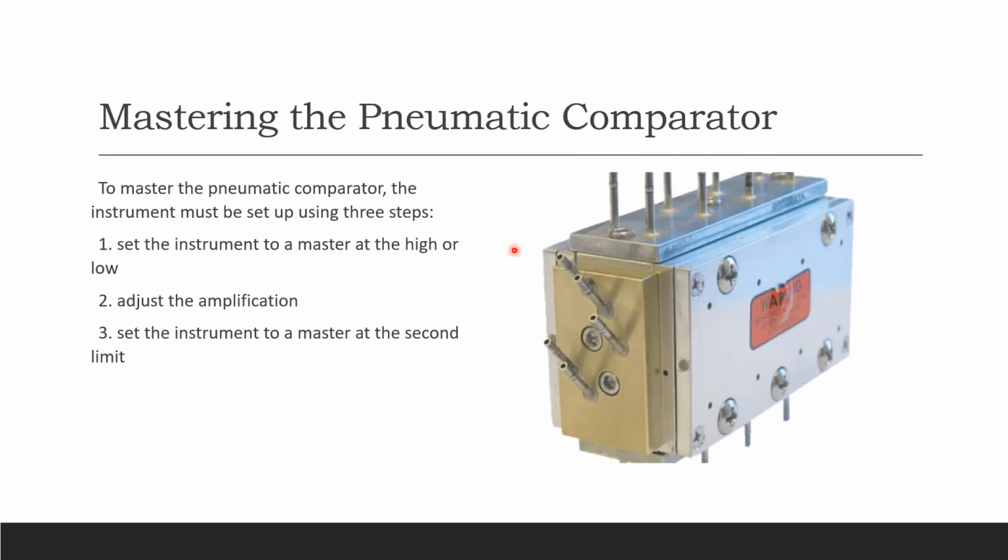Okay, mastering the pneumatic comparator. How do we do it? To master this instrument, the instrument must be set up, and we're going to use 3 steps. The very first one is set the instrument to a master at the high or low, then adjust the amplification, and then set the instrument to a master at the second limit. You can't fully understand it here because we definitely need the instrument to do these steps. All we have to know is if we want to use the pneumatic comparator, we have to be sure we do the setup correctly. We're going to do these 3 steps to make sure our setup is correct, so we can use this comparator in the right way, and it will give you a reliable measurement.